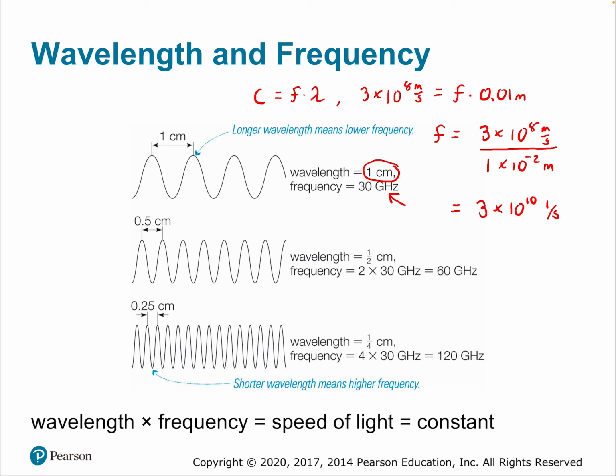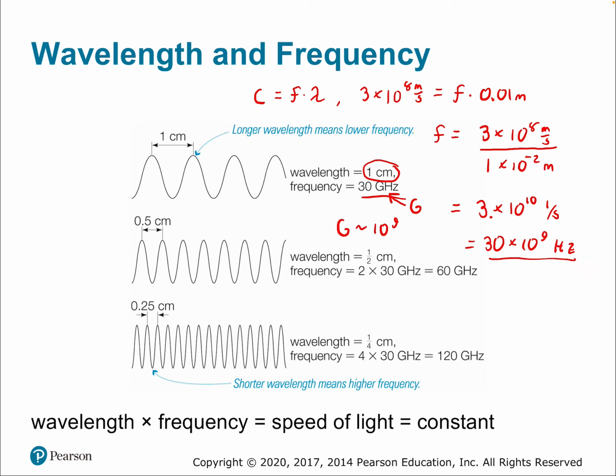Well, 3 times 10 to the 10 is 30 billion, and 30 billion is 30 giga. A giga represents a billion, so uppercase G is just proportional to 10 to the 9. So you can see that's exactly what we have here, because if we move the decimal place over 1, we get 30 times 10 to the 9 hertz, because that's 1 over seconds. So that's the same as 30 gigahertz.